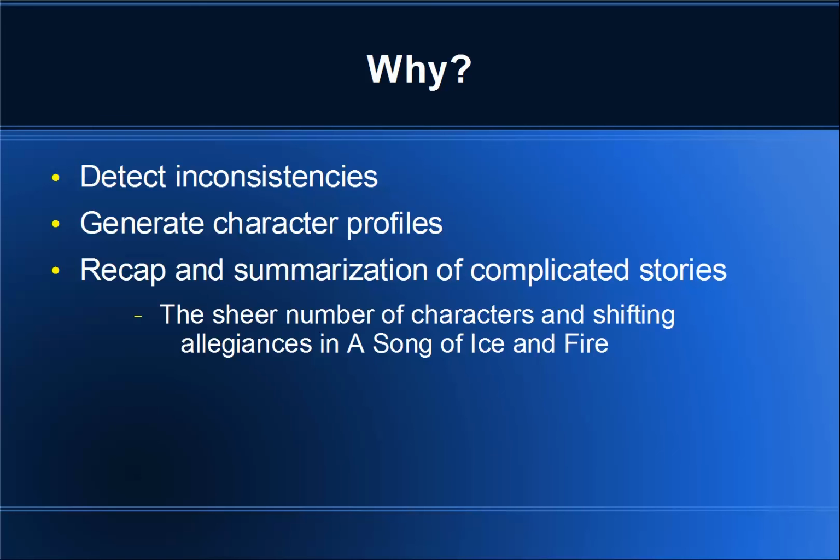So some of the benefits of natural language processing in this case would be to detect inconsistencies. If on one page you describe a character as blonde and Caucasian, and later on in the book you say that she's a redhead. You can generate character profiles to build up information about like age, gender, descriptions, things like that. Or if a story is particularly complicated, you can recap and summarize them.